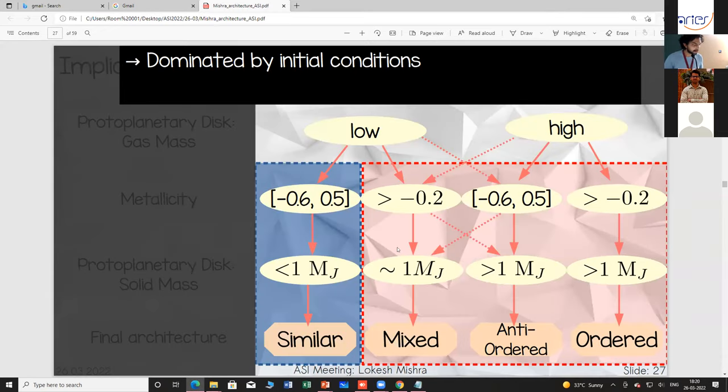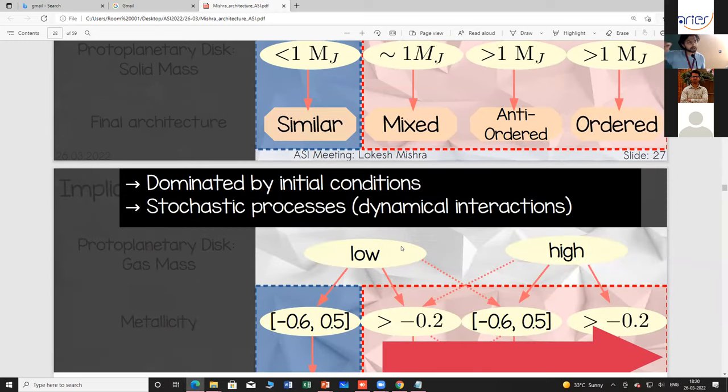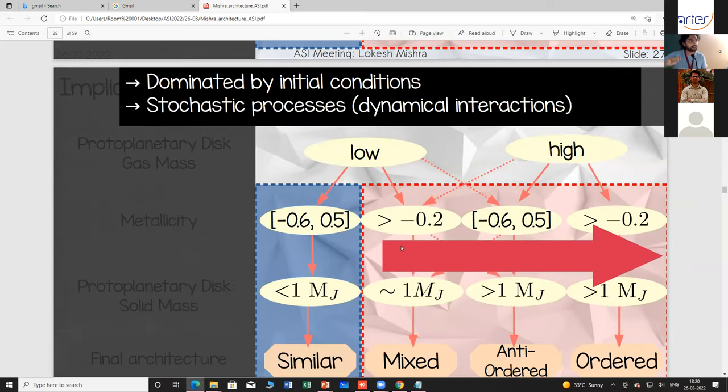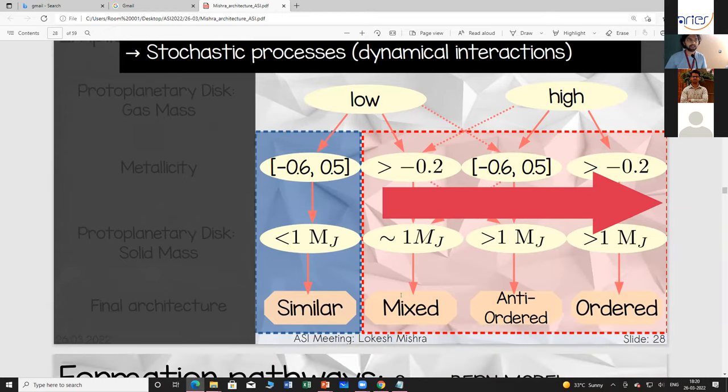If, on the other hand, I had a volume-like button where I can crank the button and increase the dynamics which are occurring in the planetary system, and by dynamics, I mean multi-body effects, planets interacting with other planets, planets interacting with the protoplanetary disk, if I continue to increase, the architecture changes from similar to mixed type, then from mixed to anti-ordered, and from anti-ordered to ordered.